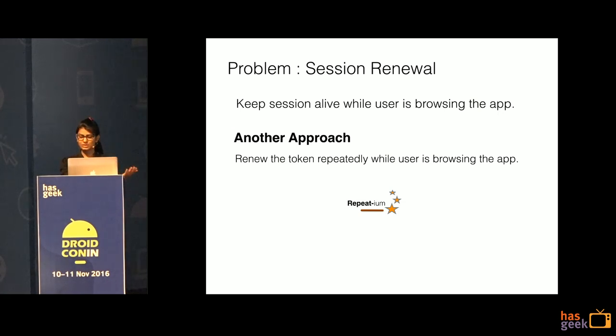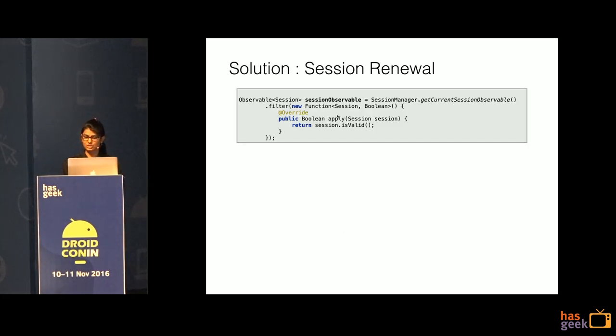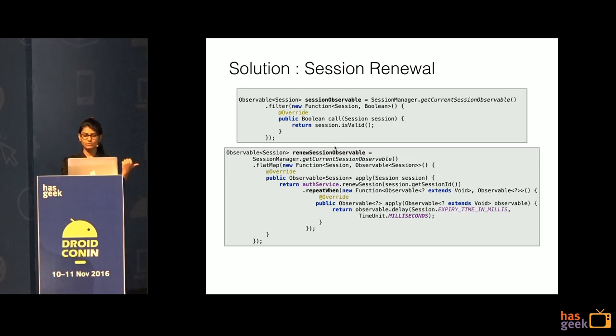So we'll apply the repetition spell over here. We'll get the session observable, that is, we'll get the current session and we'll check if it is valid. This can be done using the filter operator I told you about. So we have one observable, which is checking the validity of the session. We have another renew observable, which is making the API call if the expiry time of the session has occurred. If the session has expired, it is making the API call.